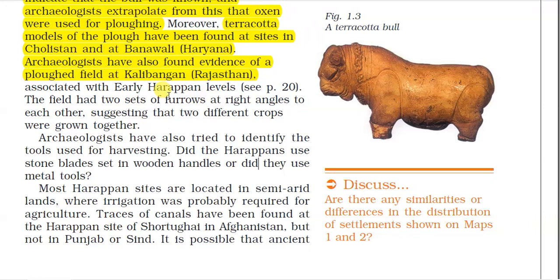Now, how do we know that the field was plowed? As you can see, there were two sets of furrows. Furrows are basically made to broadcast the seeds. And these furrows were at right angles to each other. As you can see, the 90-degree angles have been first laid out, and then there are furrows on which the seeds are broadcasted. So this suggests that two crops were grown together. There were two sets of furrows, one simultaneously, one after the other, which shows that there were two crops because there were two furrows at right angles. Right? This is again a very important point, showing that the Harappans knew agriculture very, very clearly.